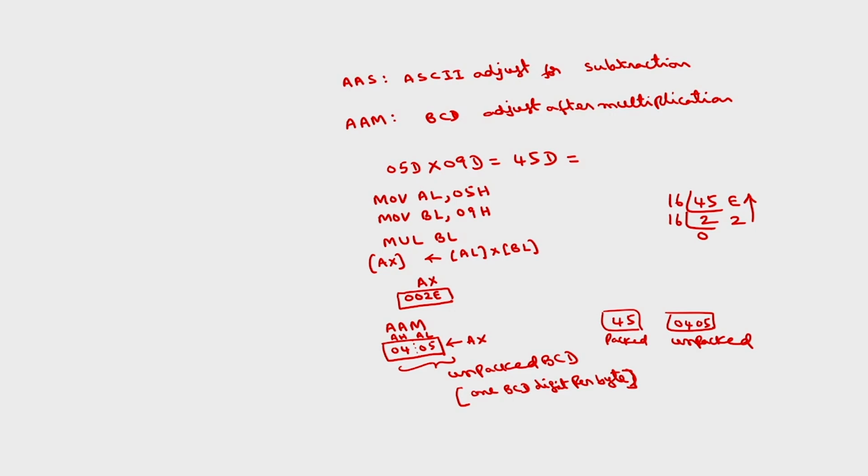One BCD digit per byte. This is one byte, this is another byte. So, if you have one BCD digit per byte, this is called unpacked. This AAM instruction will give the unpacked BCD result of the multiplication of the given two numbers. So, this will be the result in AX after this multiplication. This is also called BCD adjust after multiplication. This is exactly similar to DAA and DAS. To get the decimal addition value, we will use DAA. To get the decimal subtraction value, we will use DAS, and AAM for getting the BCD multiplication value.